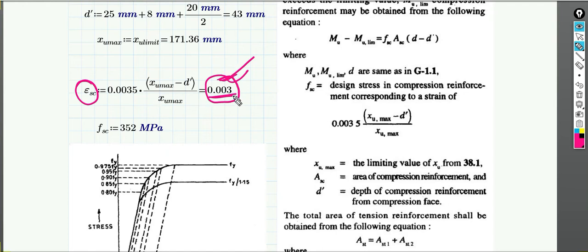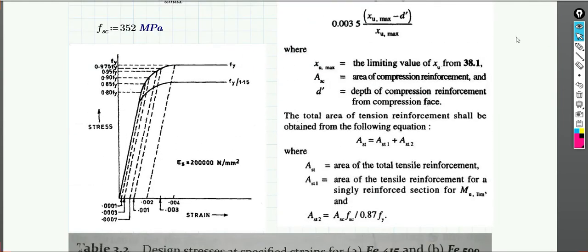So the strain is here. According to the strain, what is the stress value that you have to calculate? FSC. As per this strain value, what is the stress? That stress value can be found out from the stress strain graph. The stress strain graph is already given in IS 456. If you remember, I have already shown you this particular graph.